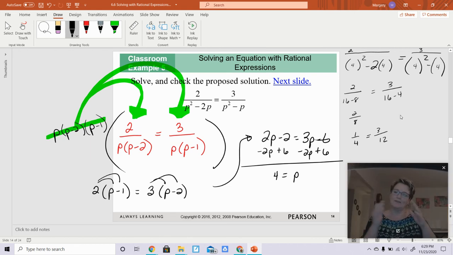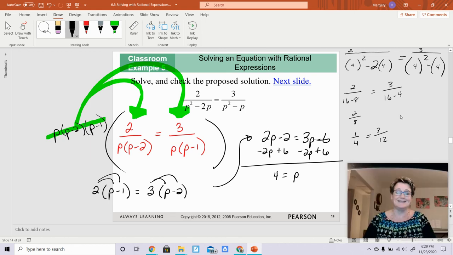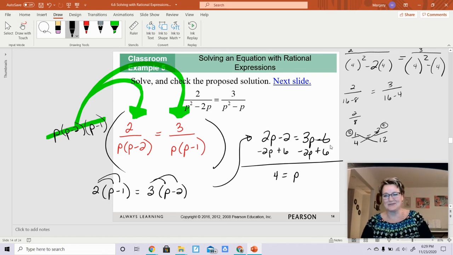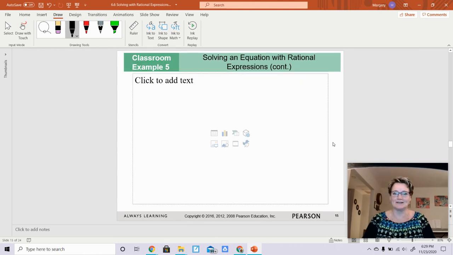Now, this is a fraction equal to a fraction. It doesn't look like they equal each other. However, you can always check fractions like this. 12 times 1 is 12. 3 times 4 is 12. Since these two here are equal, it works. All right? So p equals 4. Always check your answers, though.